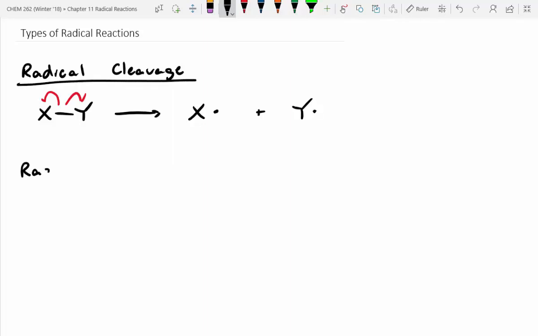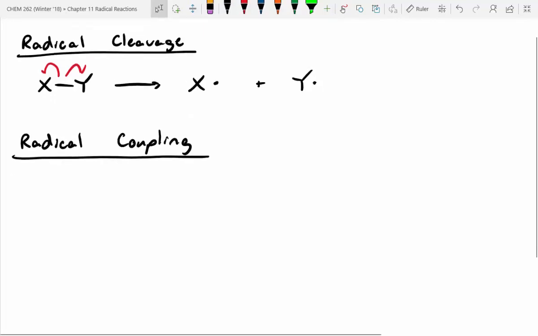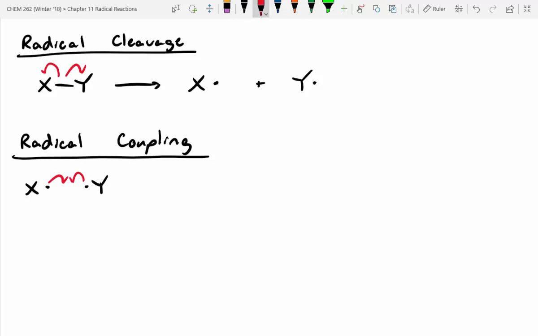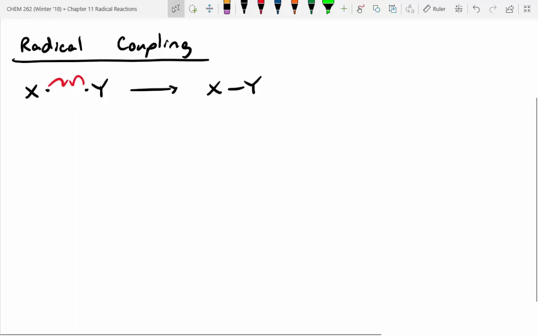The next one is radical coupling. And essentially radical coupling is the reverse of radical cleavage. So let's say we've got two radicals around, X and Y. They can pair up their unpaired electrons and form a new covalent bond. And quite often this is involved in what's known as a termination step. So we'll talk about what that means later on. So these are back and forth reactions. One other type of reaction you can do is addition to a pi bond.